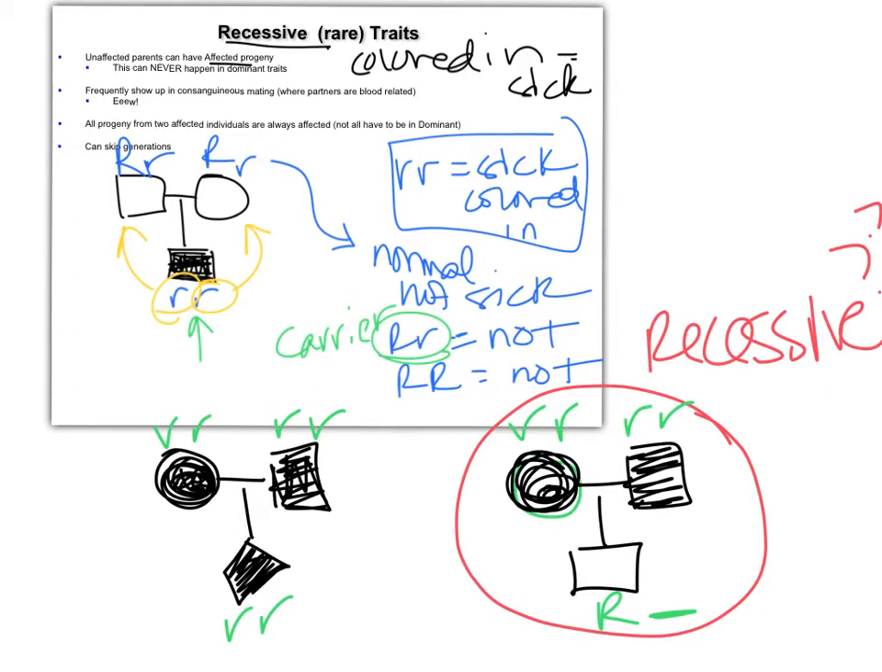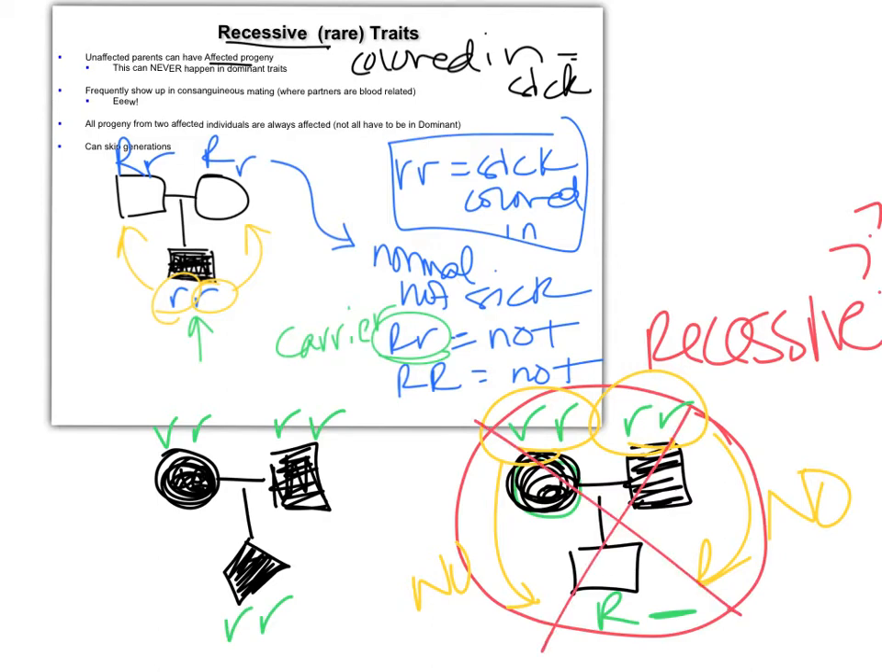You can't get a big R from that guy. Can you get a big R from that guy? No. So you can never ever have a big R, so you can never ever see this in a recessive trait. So if you see this setup, it has to be a dominant trait, not recessive. So that's a telltale sign that it must be dominant, or not recessive.